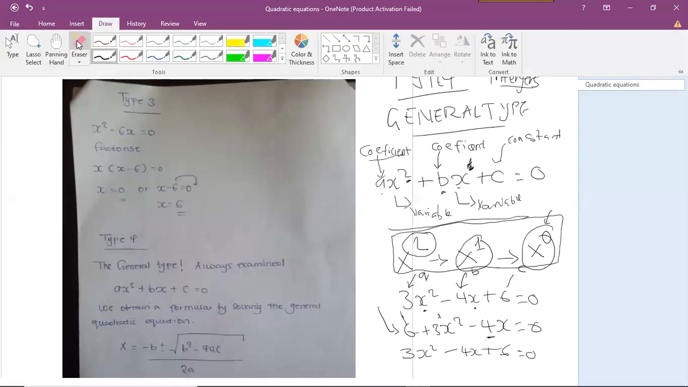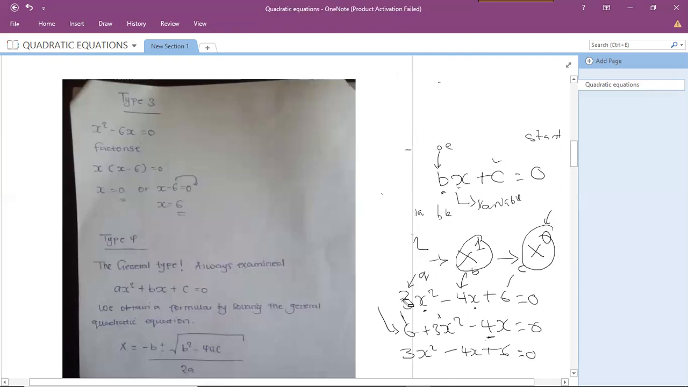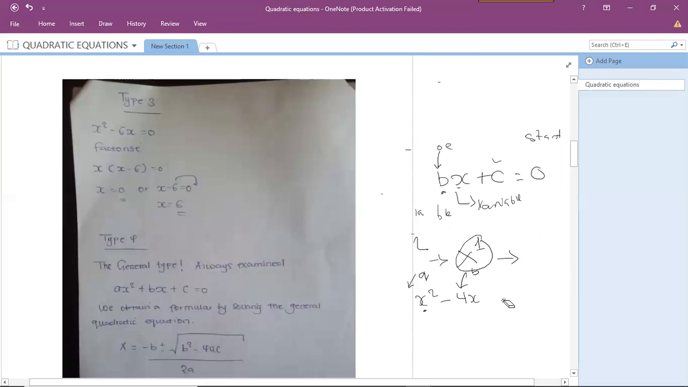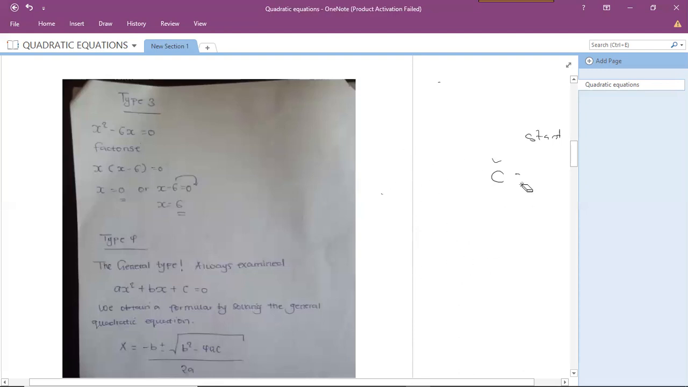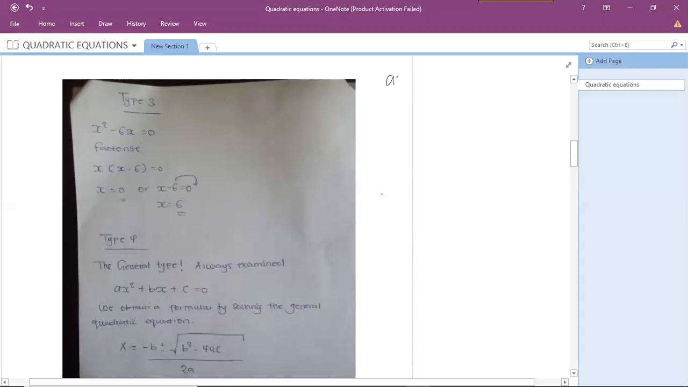There are 3 ways in which you can solve a general type of quadratic equation, but I'm just going to teach you one because it's the one that comes in the exam. They're going to tell you to solve the quadratic equation, leaving your answers to 3 significant figures or maybe 2 decimal places. If a question comes like that, they are telling you to use the quadratic formula. So the examiner knows. These are the 3 methods in which you can solve a quadratic equation in this form.